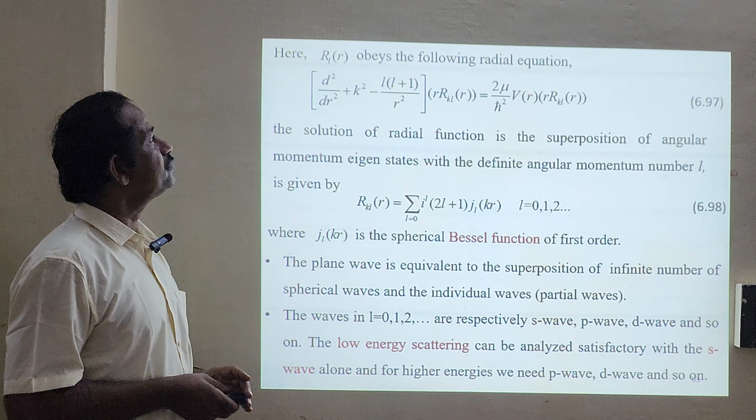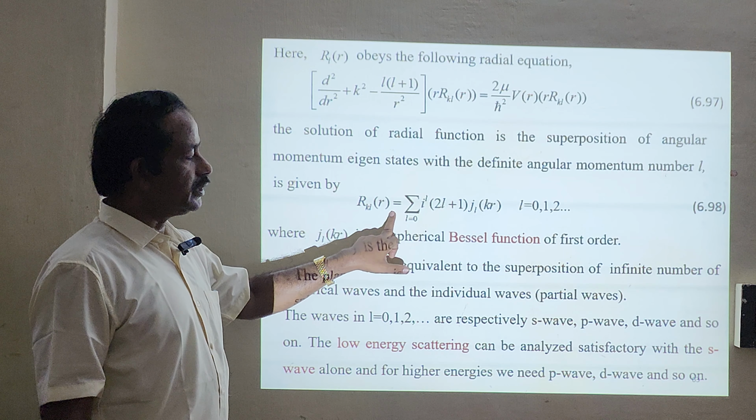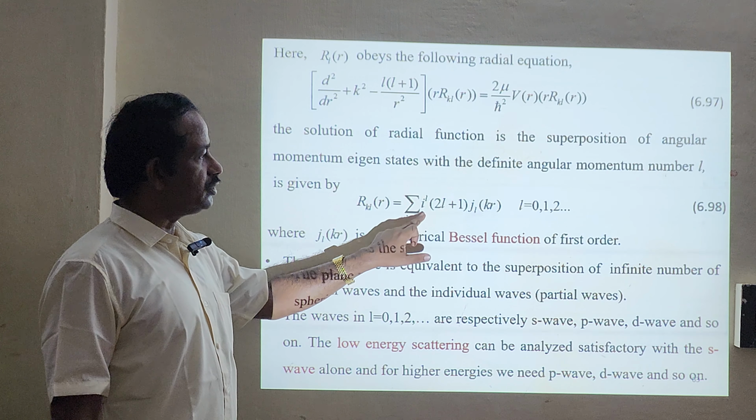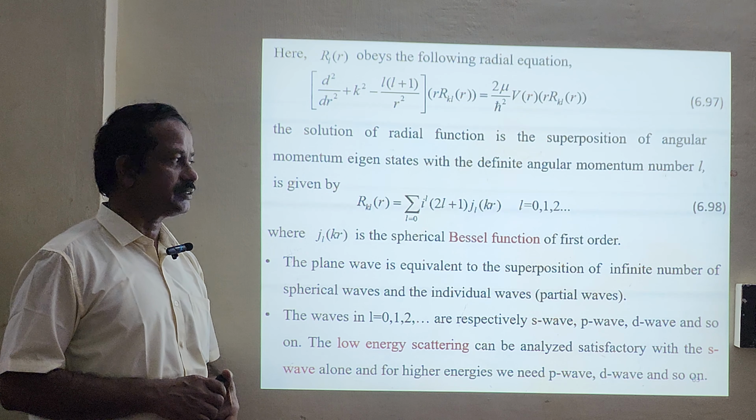Equation 6.97. The solution of the radial function is the superposition of angular momentum eigenstates with a definite angular momentum L, which is given by the spherical Bessel function. So your radial part is in terms of the Bessel function and the angular part in terms of the Legendre polynomial. The product of these two gives you the complete solution. So R_kL of r equals the summation over L from 0 of i to the power L (2L+1) j_L(kr). We know about the Bessel function, studied in mathematical physics.